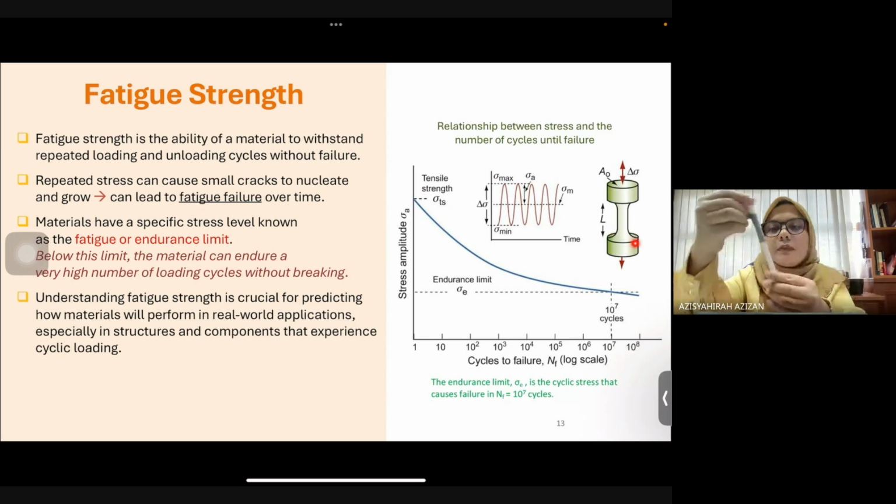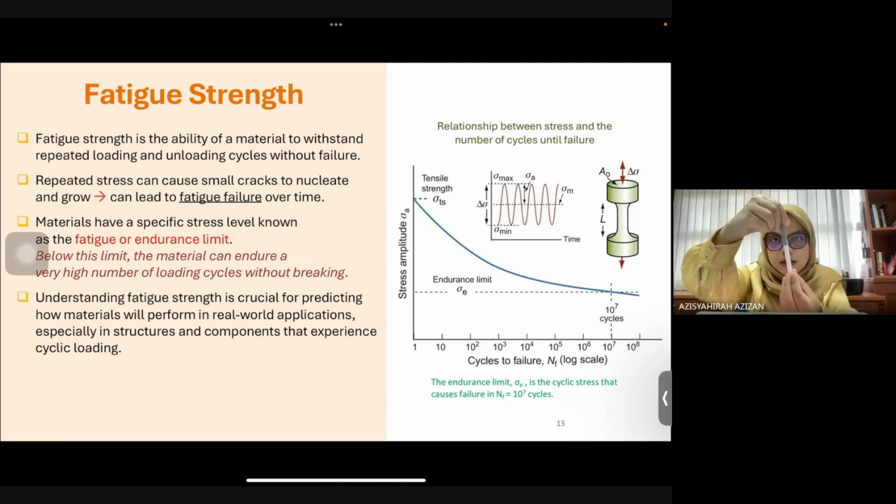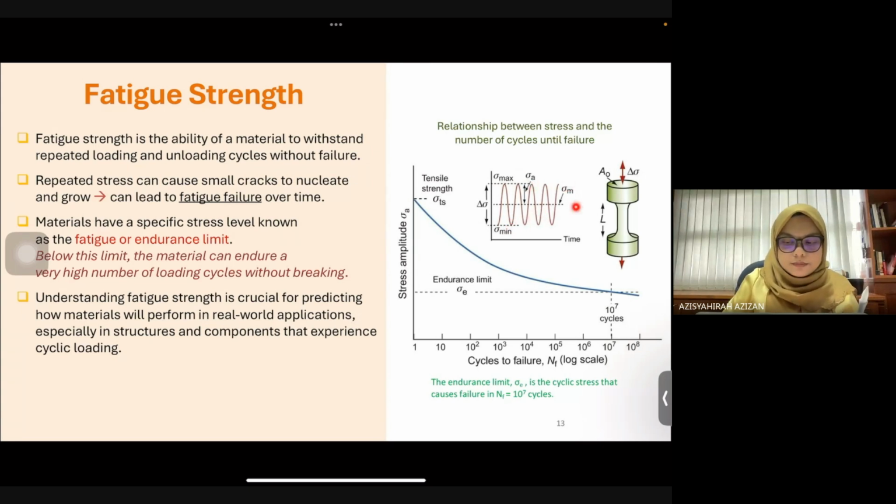When we have the material here, we give tensile loading, and then we release, we unload, for several cycles, right? Load, unload, this is one cycle, and it goes into several cycles. At some point, it will experience the fatigue failure.